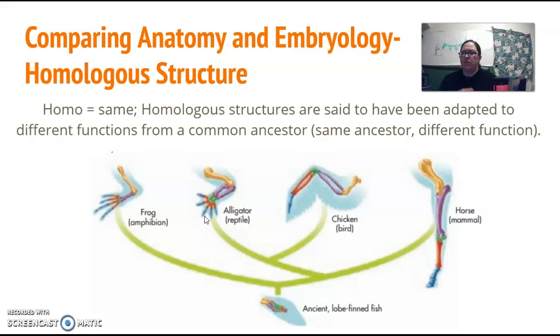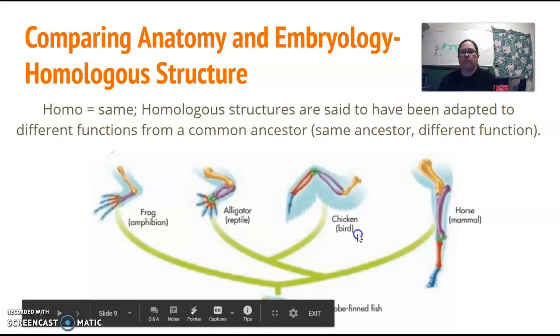So the structures are the same, but the frog would use their structures for hopping, the alligator maybe for walking, the chicken is part of their wing, and the horse for running. So they have same structures, but different functions.